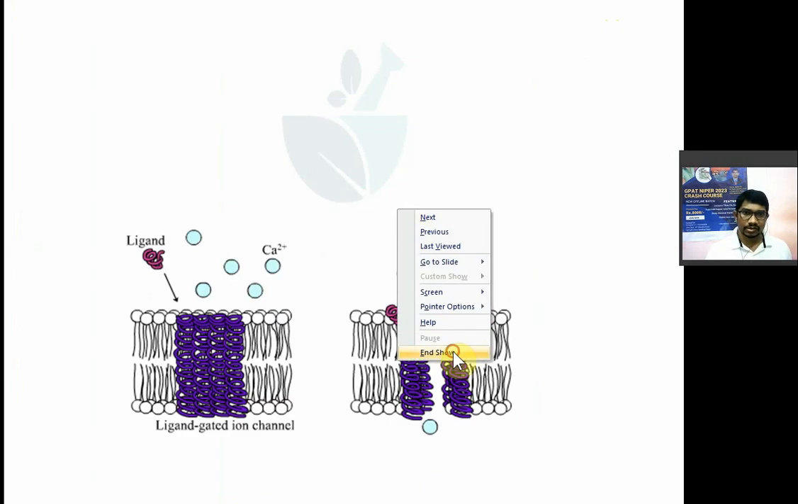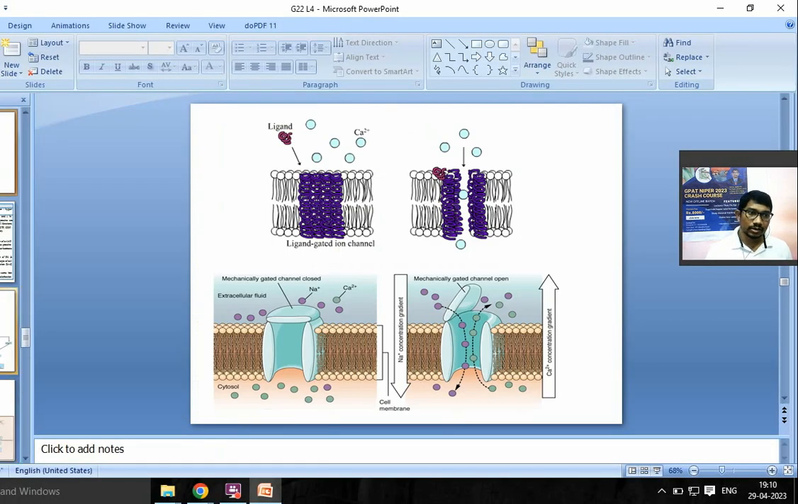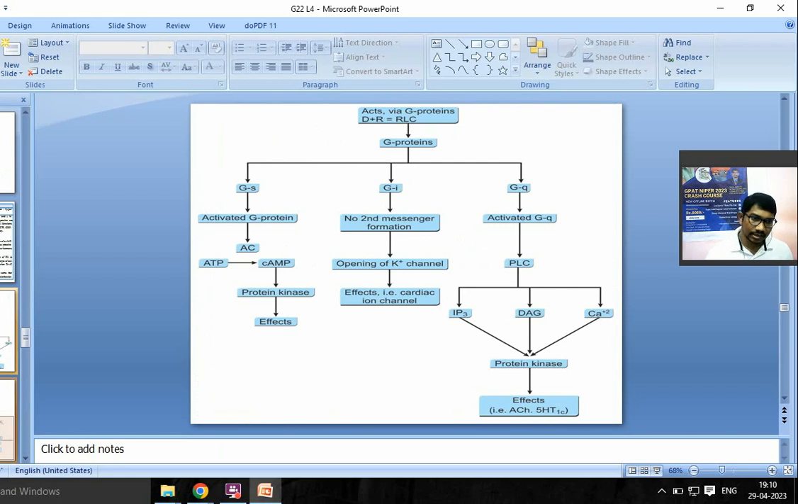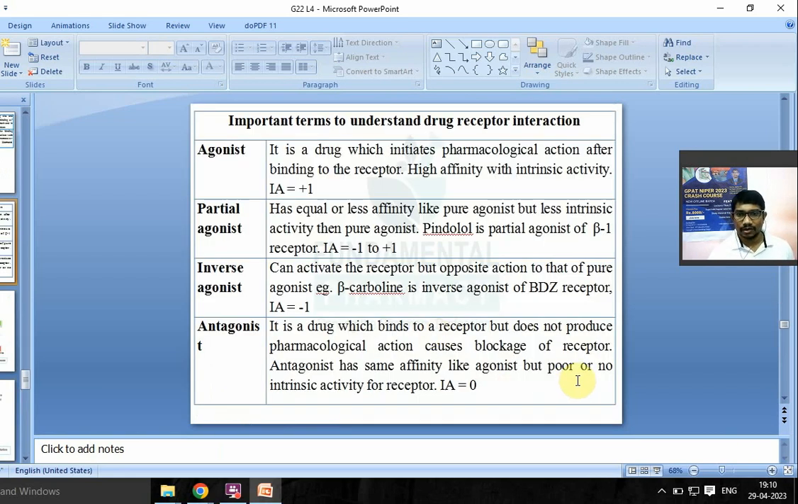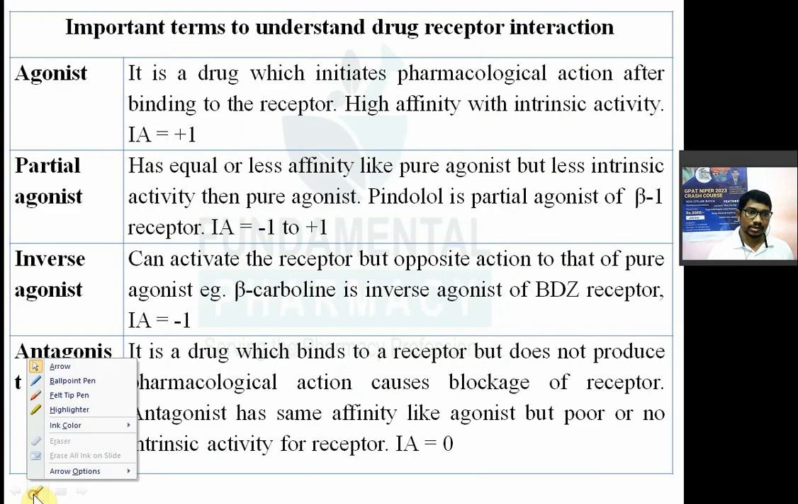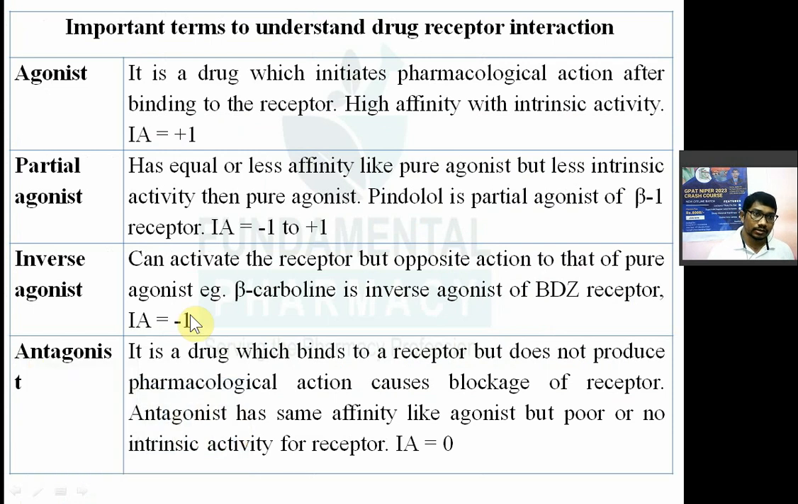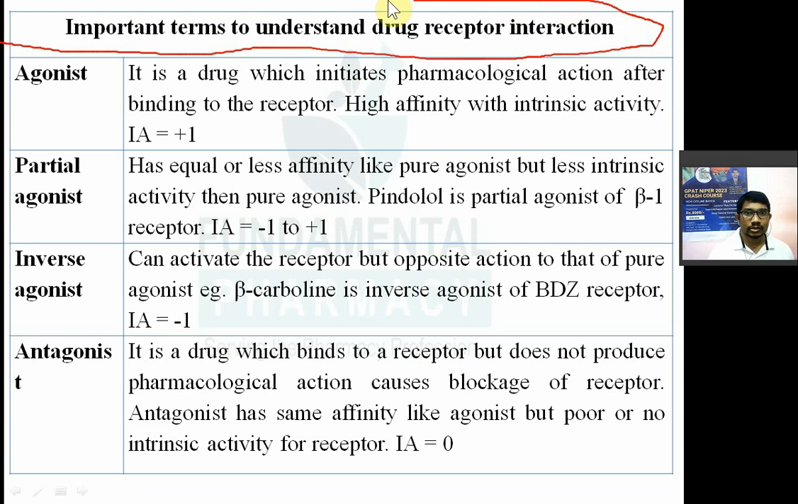Now we'll see the terms related to receptors. रिसेप्टर के रिलेटेड टर्म्स कितने हैं वो देखते हैं. Terms related to receptor. So first term is nothing but the agonist. Important terms to understand the drug receptor interaction. तो agonist किसको बोलेंगे, antagonist किसको बोलेंगे, inverse agonist किसको बोलेंगे.